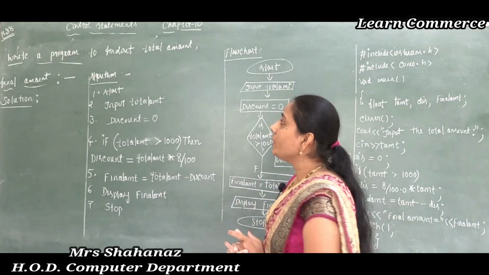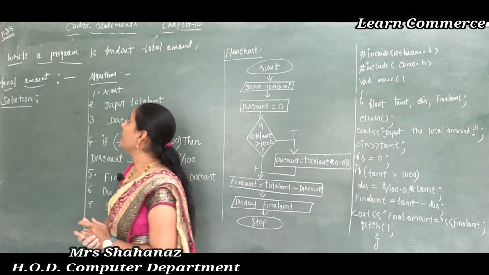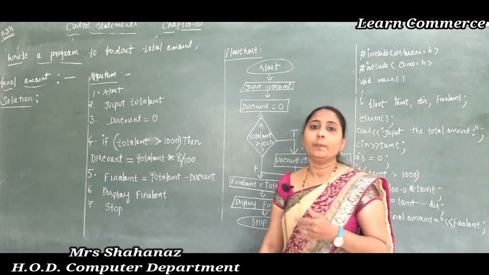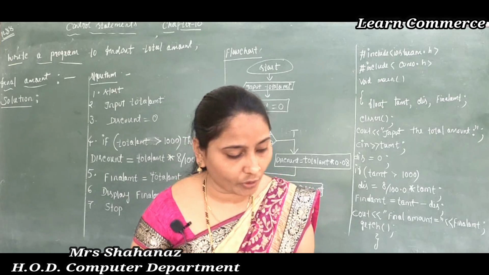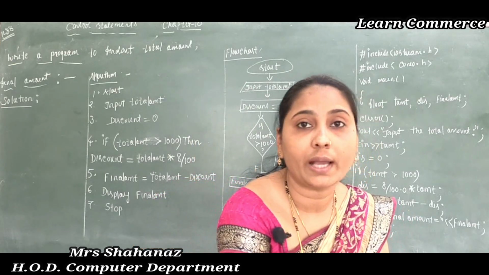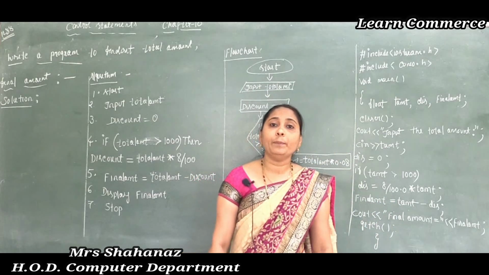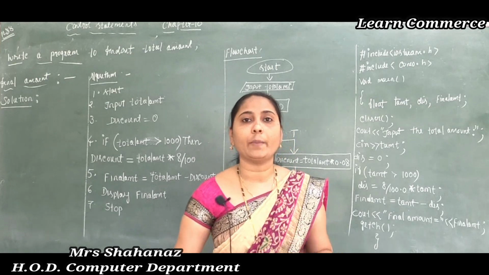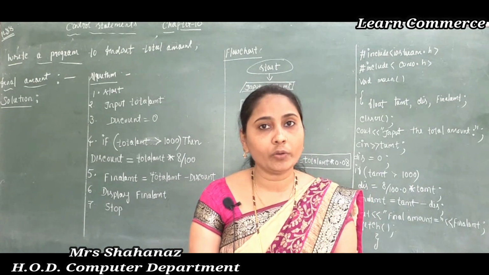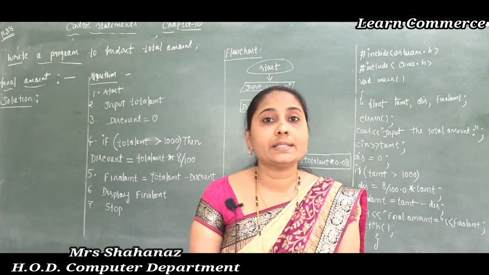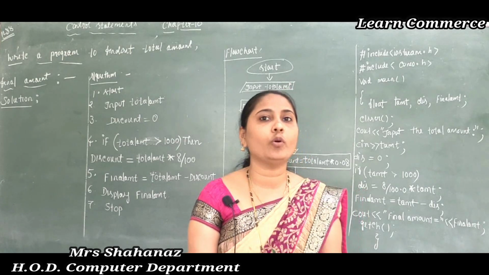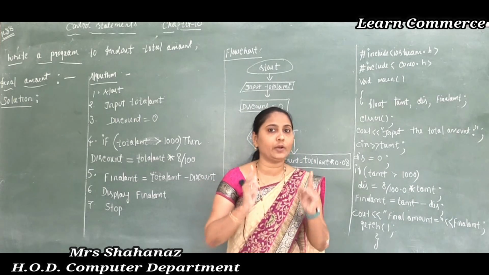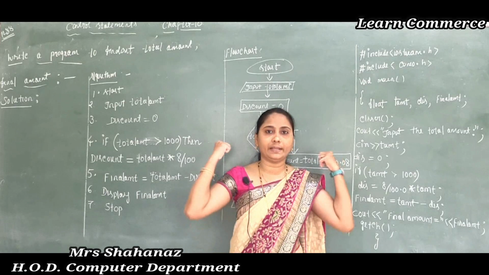The question is: write a program to find the total amount, the final amount of the bill. In this program we are going to find the final amount of the bill. But there is also one very important note about the program. If the total amount of the bill is greater than 1000, then only the discount is allowed. You have to remember what I am going to tell in the note. This note is going to apply in this program.